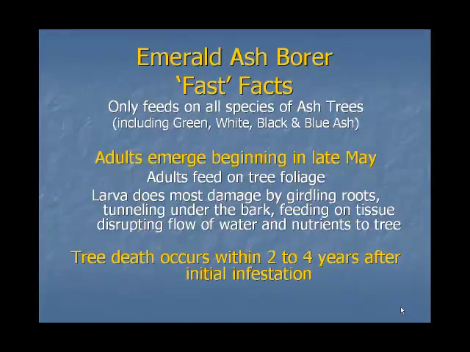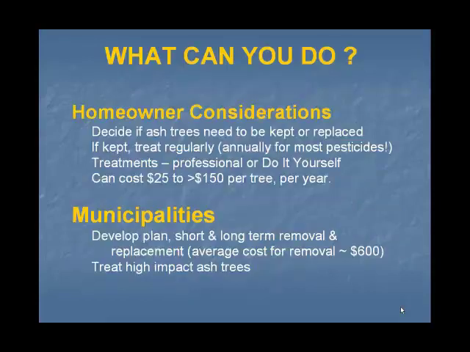If you have ash trees around the farmstead and you realize they have become infected with the emerald ash borer, because of the disruption of the flow of nutrients to your tree, tree death will occur within 2 to 4 years after you notice the first infestation.